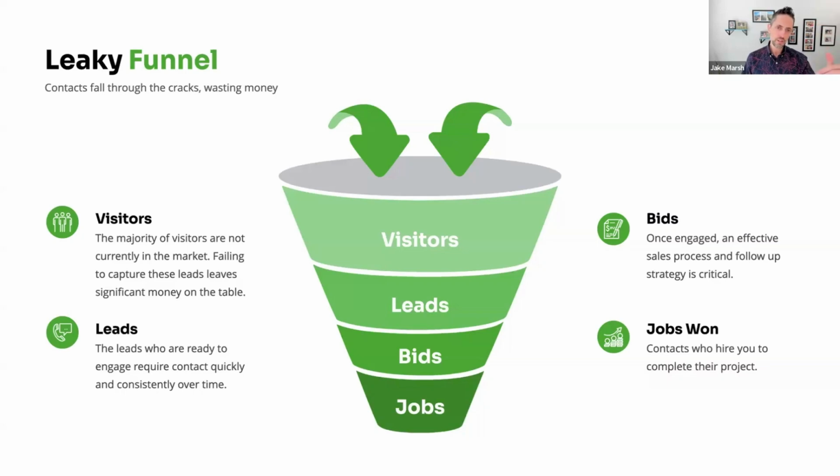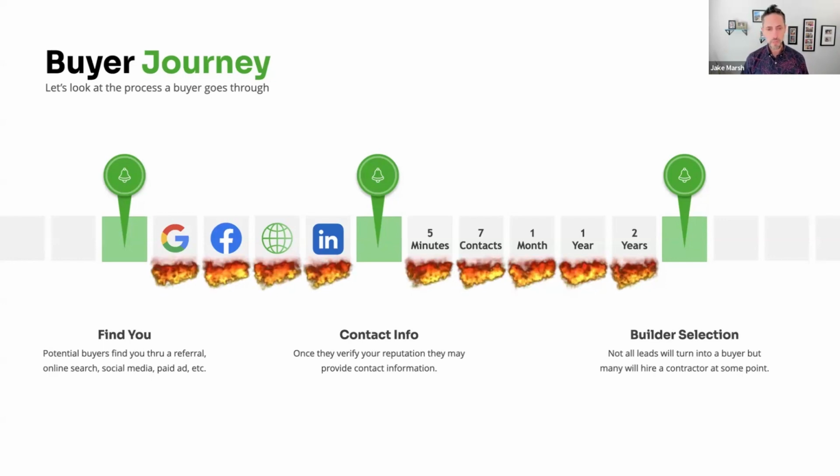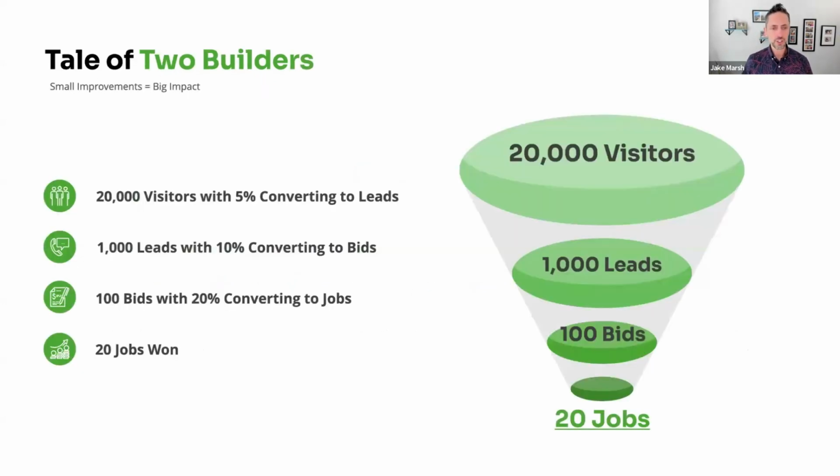We want people coming in to top of funnel. We want visitors to turn into leads, leads to turn into bids, and bids to turn into jobs. And we talked about places where these are falling out. If we don't have a good reputation, if we don't have a good website, if we're not posting on social media and putting good content out there, those are all places where we have leaks in the funnel. If we're not making contact quickly enough, if we're not making contact enough times or over a long enough period, those are all places where we are losing money. So that's our leaky funnel in the buyer journey.